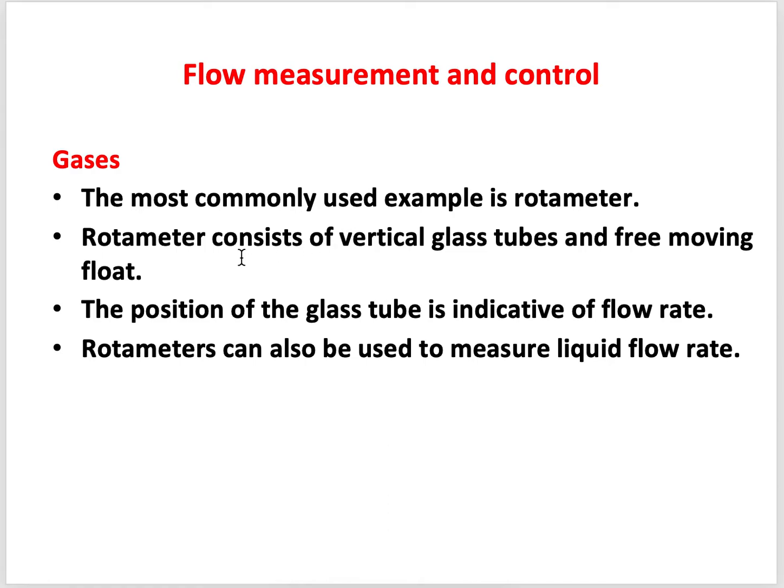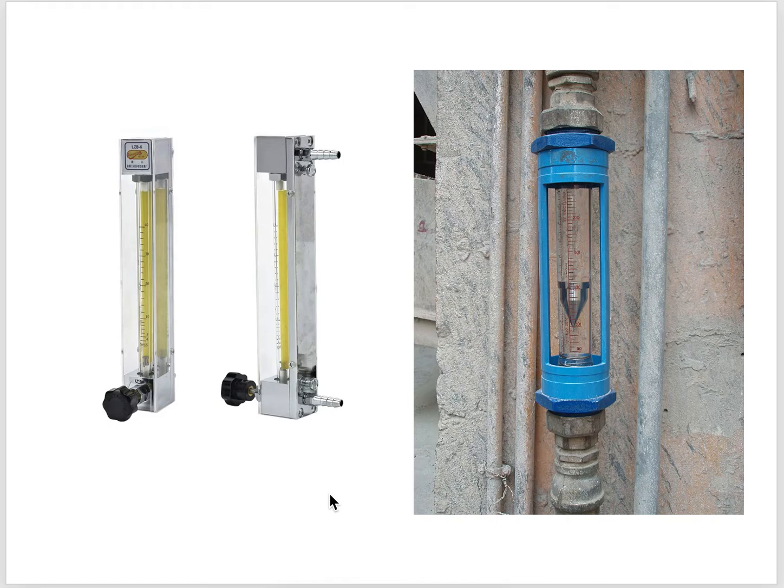The rotameter consists of a vertical glass tube and a free moving float, and the position of the float in the glass tube is indicative of flow rate. The same rotameters can also be used to measure liquid flow rate. That means rotameters can be used for both gas and liquid. If you just type rotameter in Google, you will find several photos there. These are example photos of a rotameter: the vertical glass tube and, inside, the free moving float.